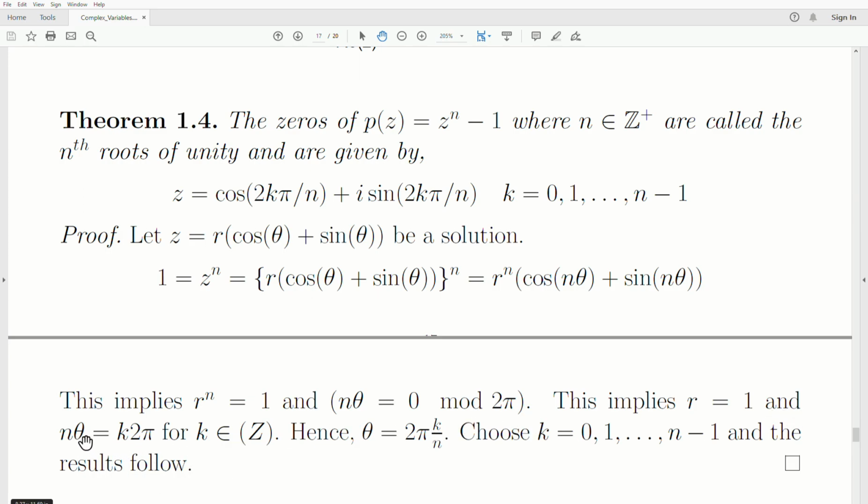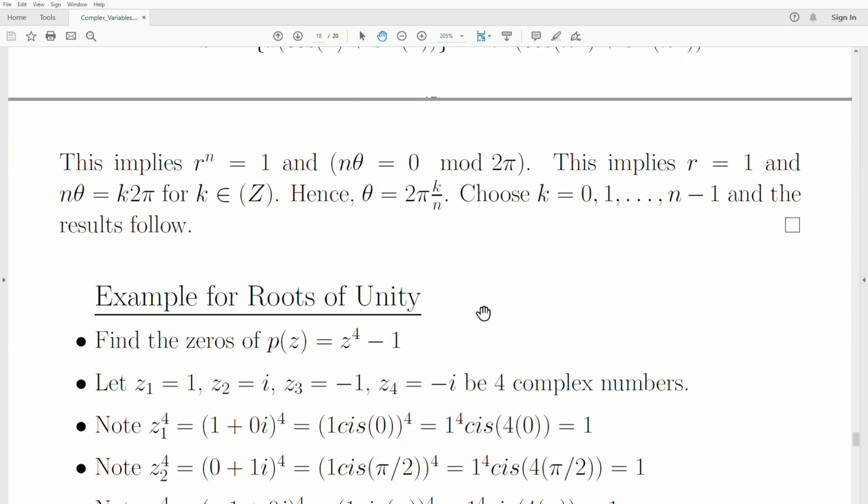and the only way for n theta to be 0, of course it could be 0, or it could be 2 pi or 4 pi. That means that it has to be some multiple of 2 pi, and this is for any integer k. But to solve for theta, you divide both sides by n, and so theta has to equal this. And then we choose k equal 0, 1, all the way to n minus 1, and the result follows. And so that says this is indeed the roots of unity, or the zeros of this polynomial.